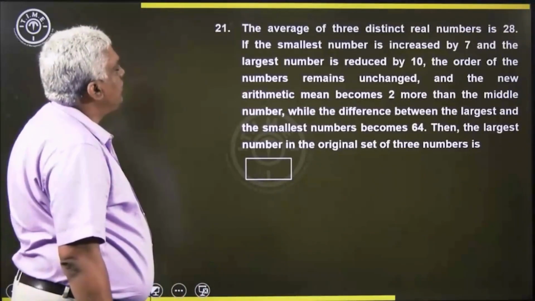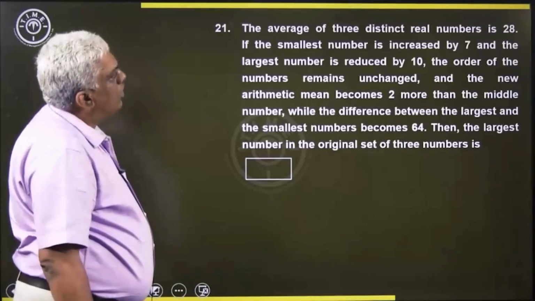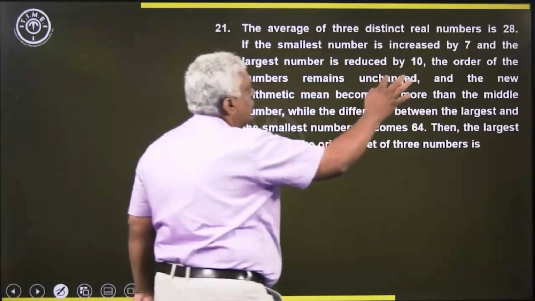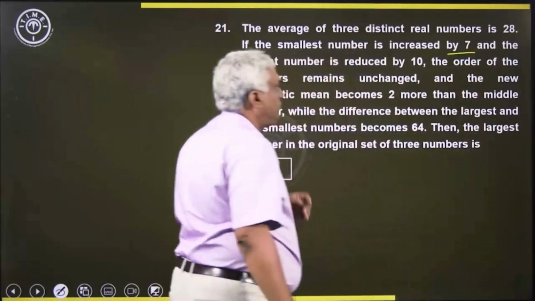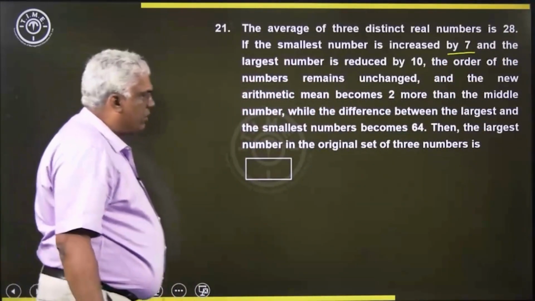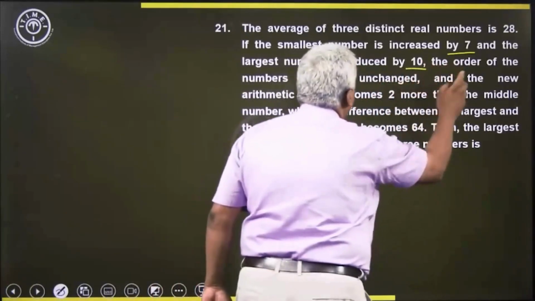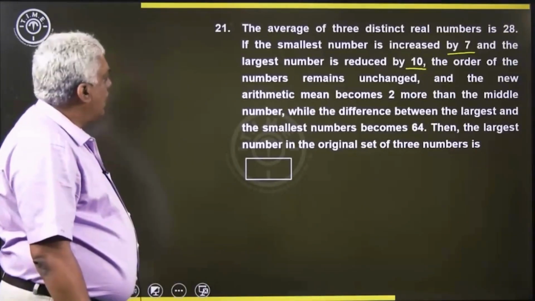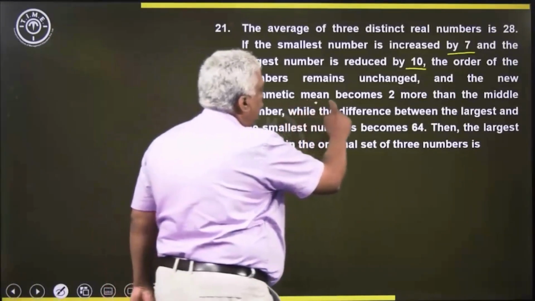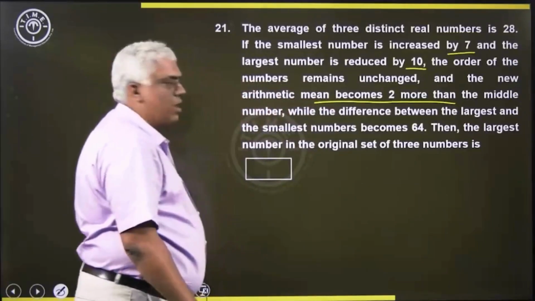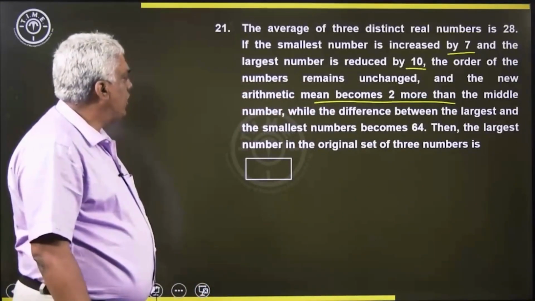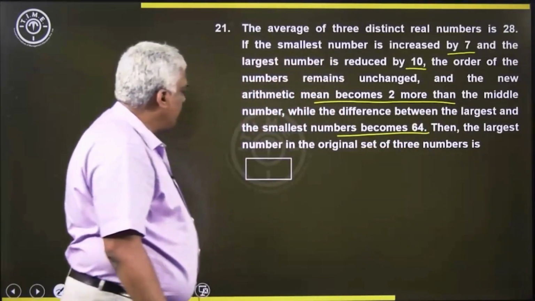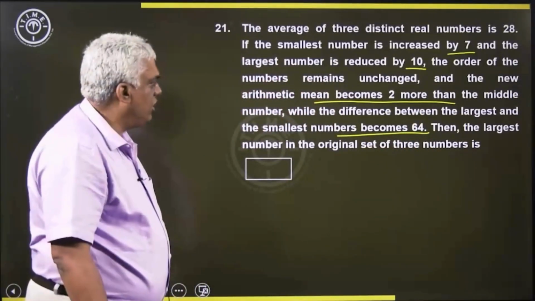The average of three distinct real numbers is 28. If the smaller number is increased by 7 and the largest number is reduced by 10, the order of the numbers remains unchanged, and the new arithmetic mean becomes 2 more than the middle number. The difference between the largest and smaller numbers becomes 64. Then the largest number in the original set of the three numbers is?